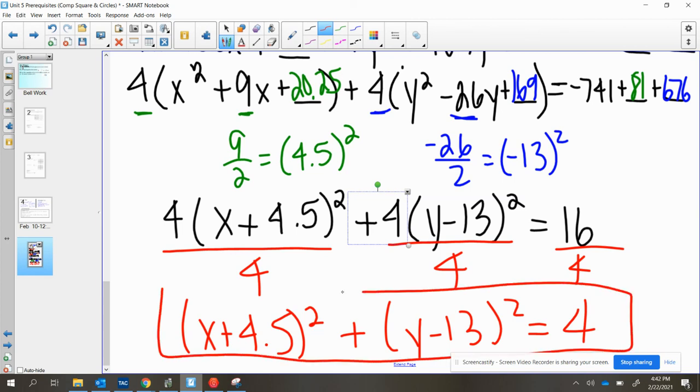Okay, and there's a little review of completing the square. We will work more with these in class on Monday.